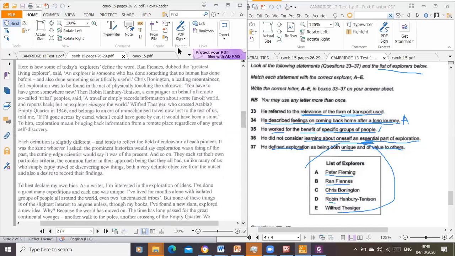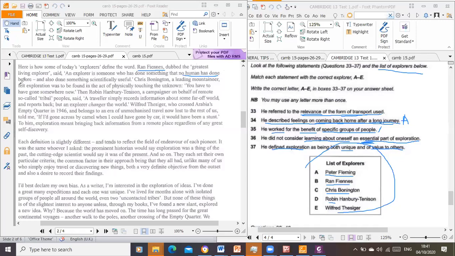Now, here is how some of today's explorers define the world. Ran, I don't know how to call this name, the greatest living explorer, said, an explorer is someone who has done something that no human has done before. So that looks like, is it unique? Is it of value to others? Now, he talked about they have done something spectacular that no one has done before.